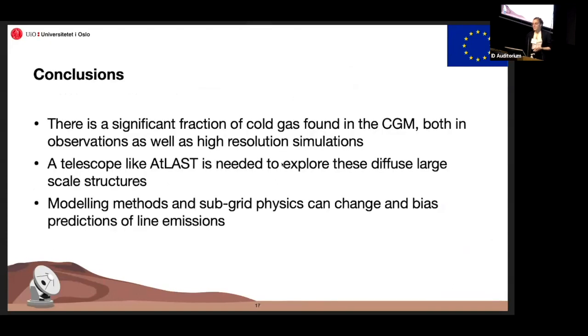So in conclusion, we have significant amounts of cold gas in the CGM, which you find in both observations and simulations, and we need a cool telescope like Atlas to actually observe these structures. And there are different kinds of modeling, and it's quite important to know what you're doing because you can bias your own modeling to be like the observations.